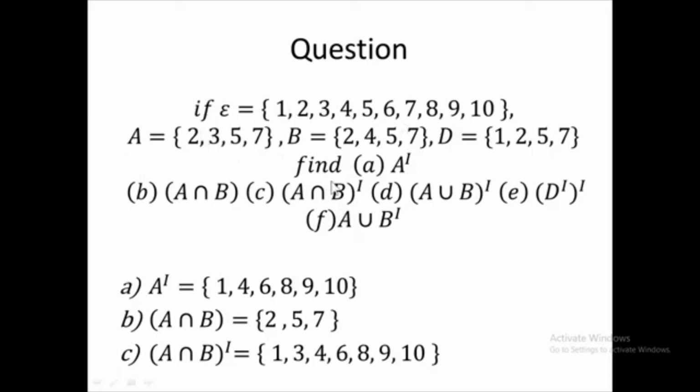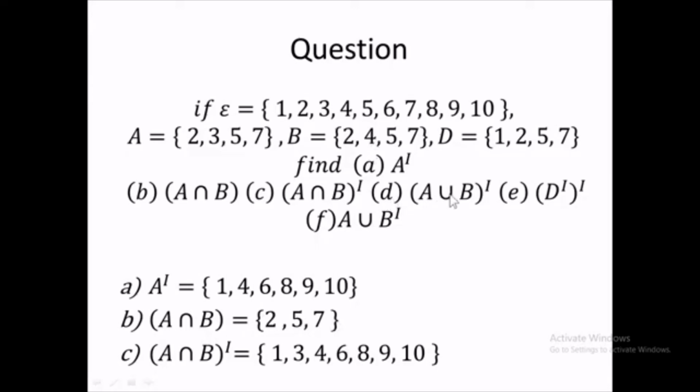In set A, those are the complement of set A. Then question B, find A intersection B. A intersection B we have also discussed in the past; go and watch it. A intersection B is those common elements in set A and set B, which are 2, 5 and 7. So A intersection B is 2, 5 and 7.